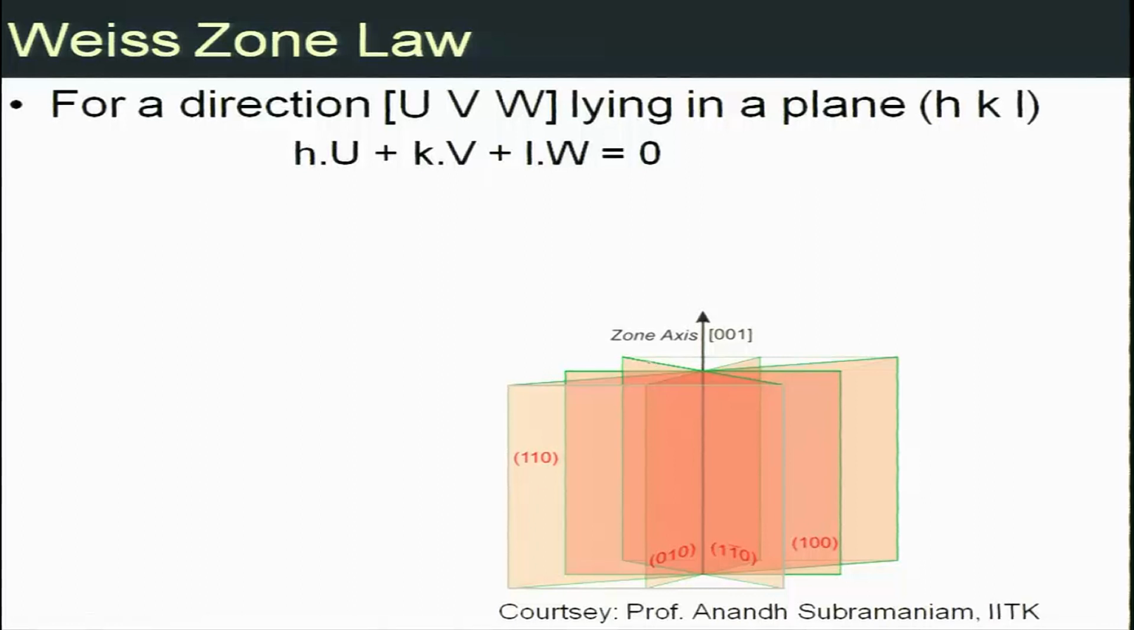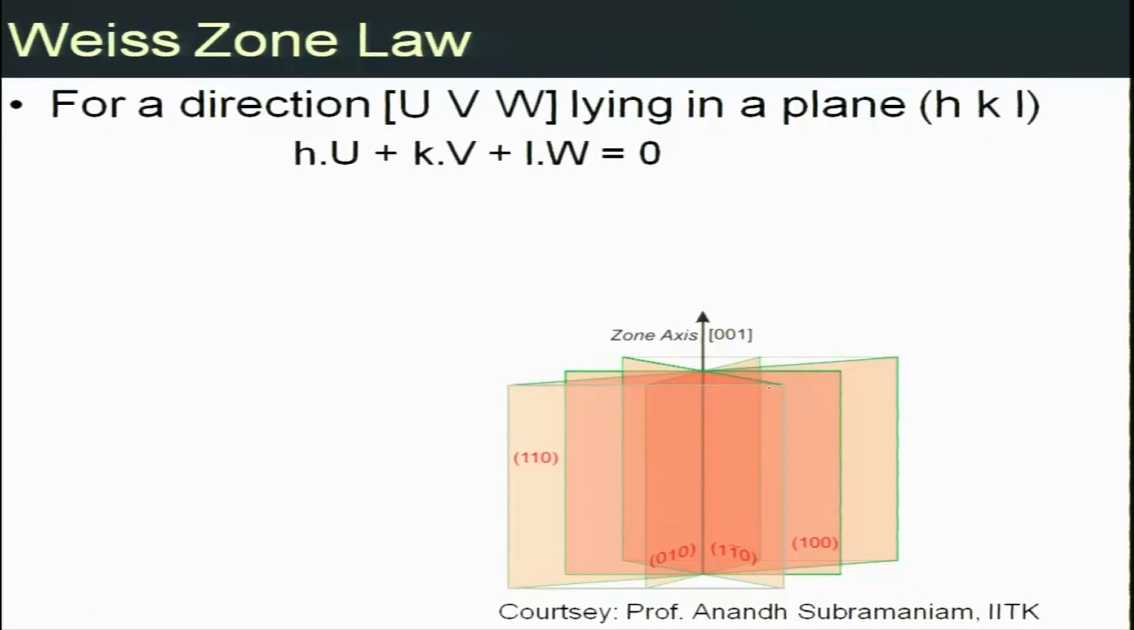if you have multiple planes, all these multiple planes intersect each other, and there is a common direction to these planes. This common direction is called the zone axis. This is of very much importance, especially in transmission electron microscopy when you do the diffraction patterns.